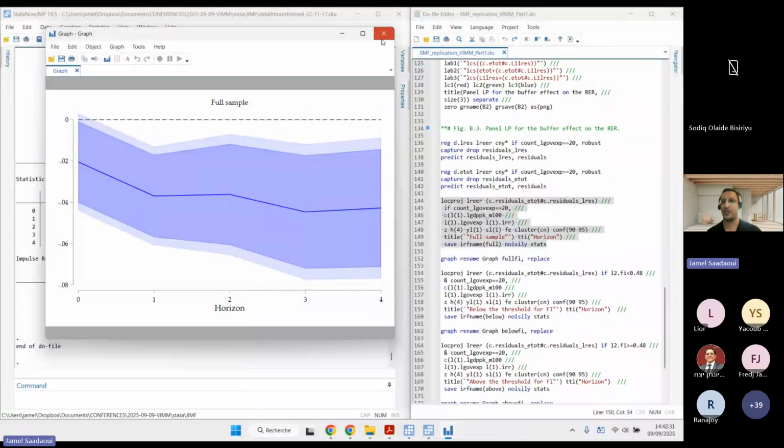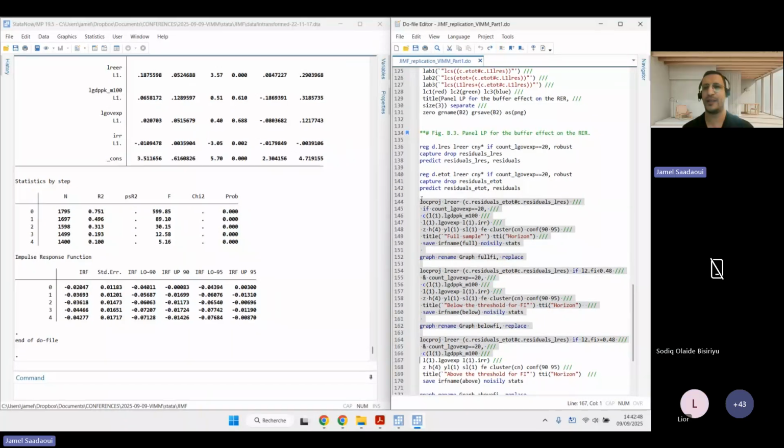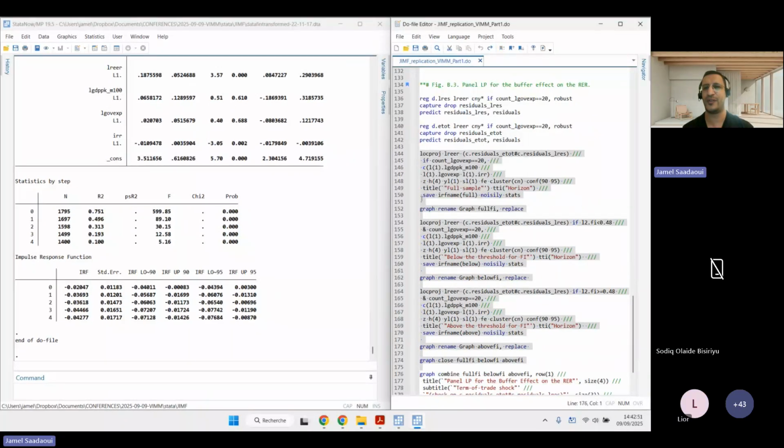So you can use the same writing and say, okay, I will look below a certain level of financial integration and see what is happening here, and here above. Okay. So I speed a bit because I spent a lot of time here, but that's good for the rest.